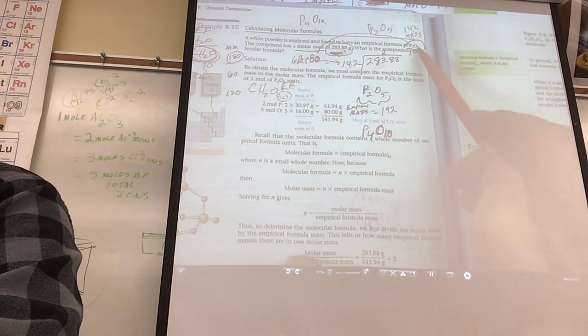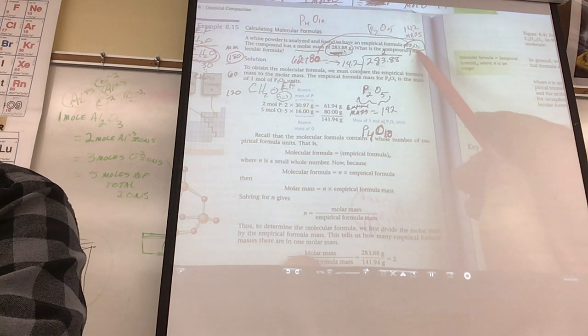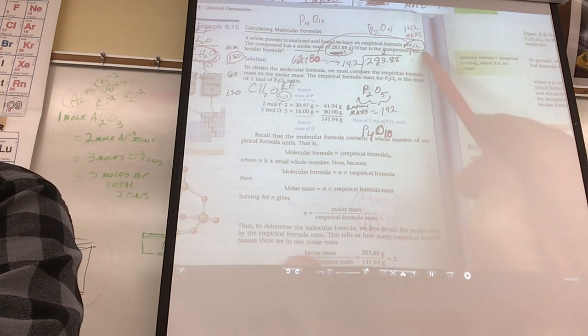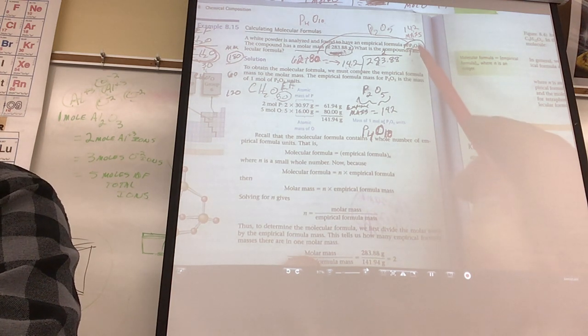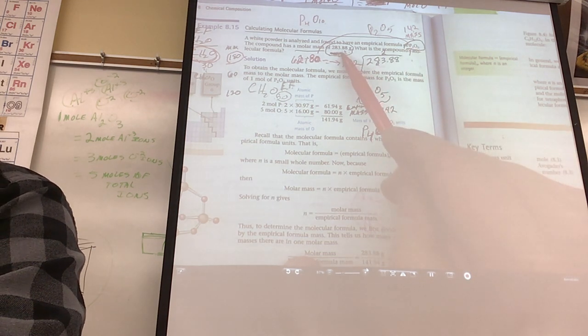This is simply the empirical formula, isn't it? So how do we know that's the real chemical? You say, well, how am I supposed to know? Well, add up the mass. If you add up the mass of the empirical formula, you get 142. Could it be the real chemical? No, because the real chemical weighs how much?